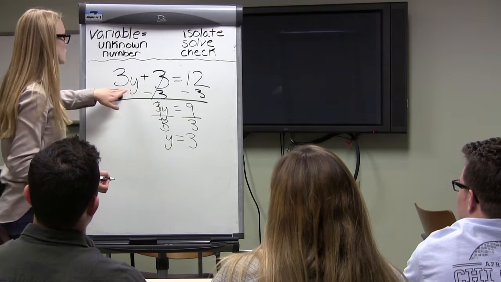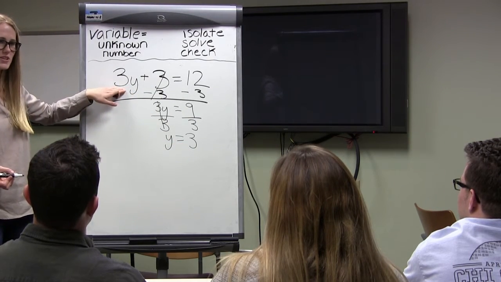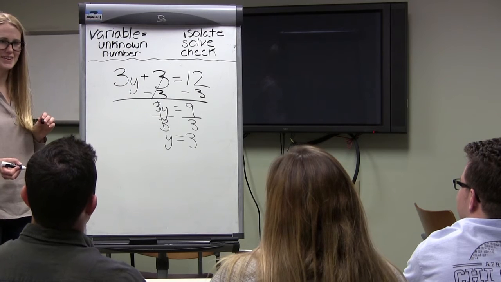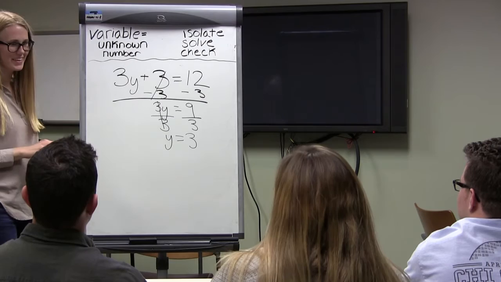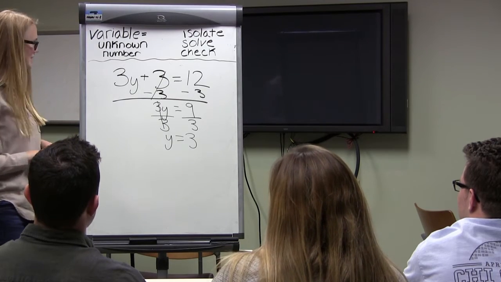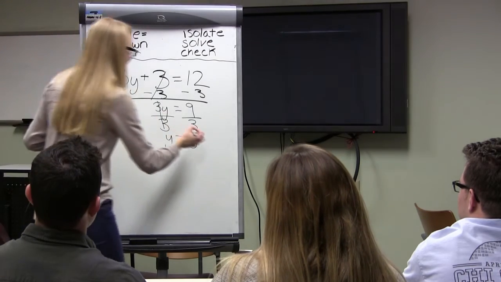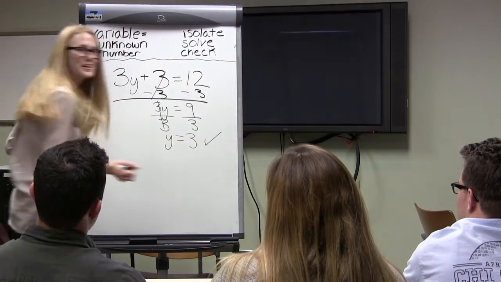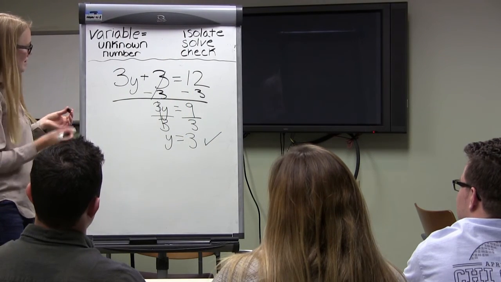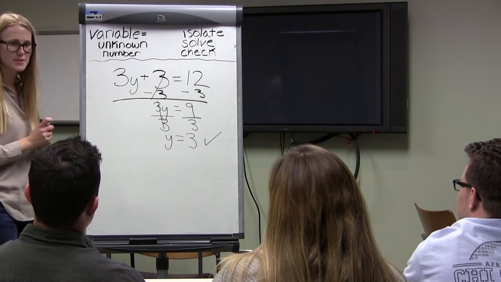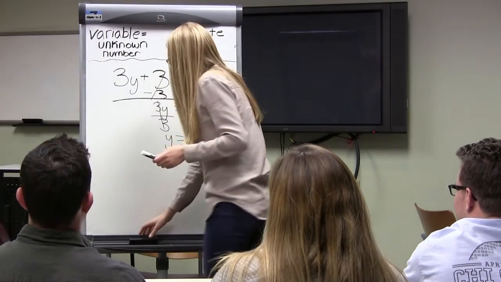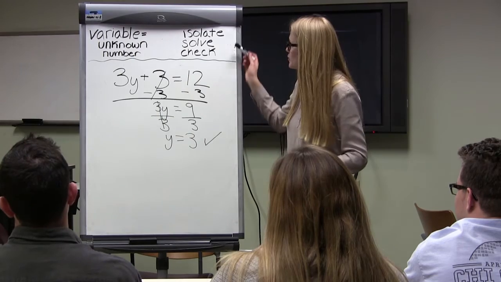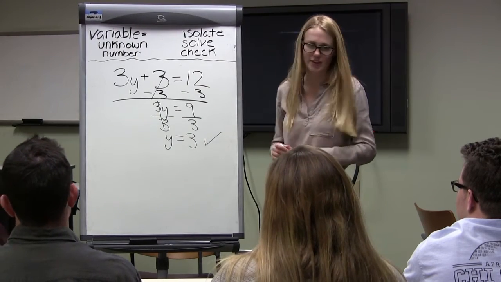And then, does anyone want to plug it back in to check for the last step of the equation? Yeah, Carly. Okay, so 3 times 3 is 9, and 9 plus 3 is 12. Good job. All right, so it's right. Good job, everybody. Okay, does anybody have any questions? Okay, so that's basically how you solve two-step equations.